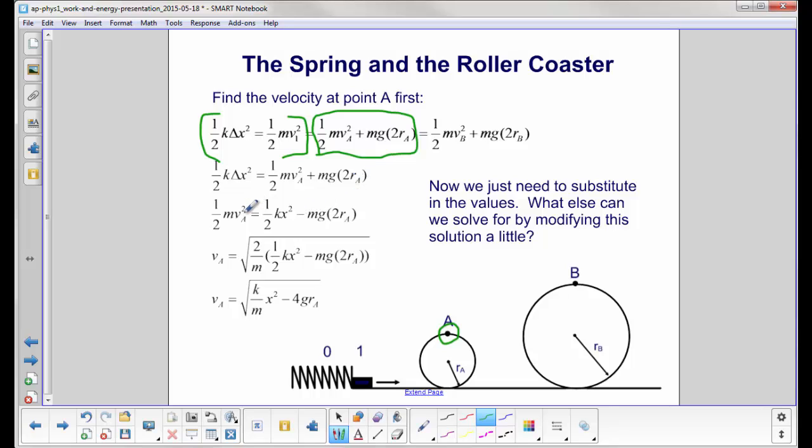We isolate our variable v_A, move it over to the left here, move 1/2 k x squared to the right. The signs change. We then multiply through by 2, divide by m, take the square root, and here we go. I know I went through that rather quickly, but this is something you can do at your desk with your own piece of paper. And you find out that the velocity at A is the square root of k over m, x squared, where x is how much you've compressed the spring. We dropped the delta there somewhere just to save notation. Minus 4g times the radius of loop A. What else can we solve for by just changing the solution a little bit?